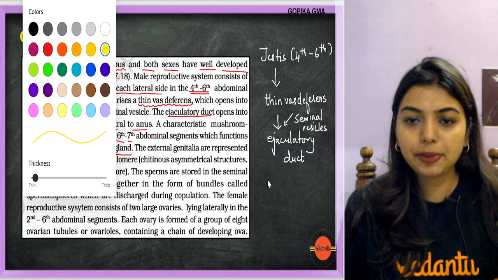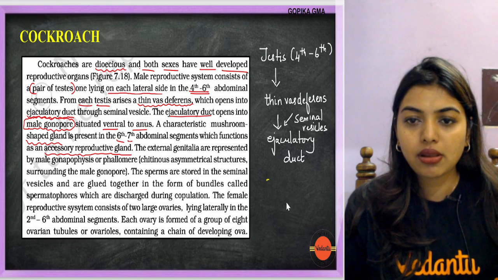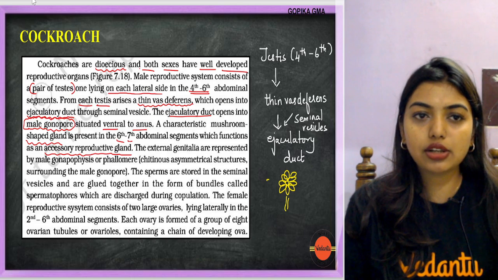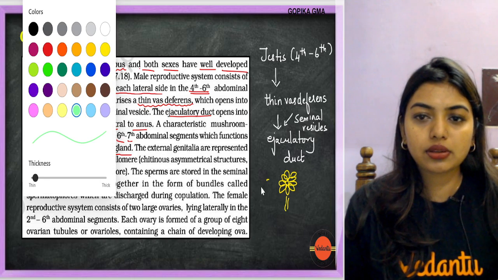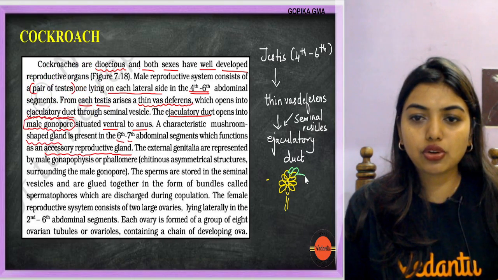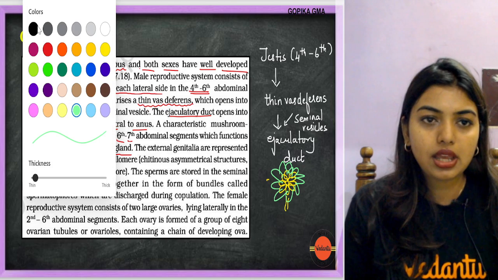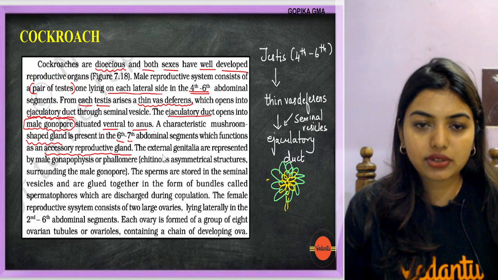Between here, there is going to be a mushroom gland which has short tubules and long tubules. Drawing in two different colors: these are the short tubules, these are the long tubules. Short tubules and long tubules together make your mushroom gland. I'll show you the diagram, so you will not have any confusion now.